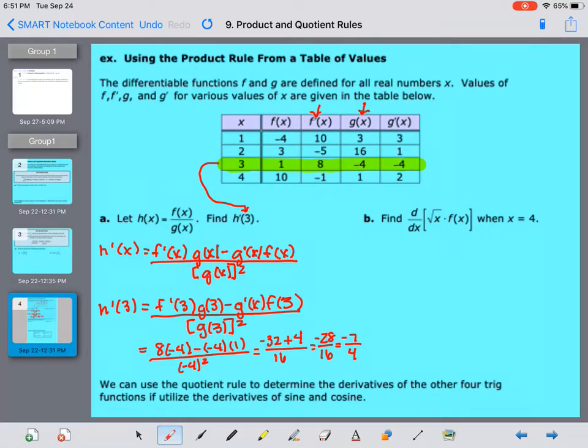The next one, we want to find the derivative of the square root of x times f of x when x is 4. Okay. So I'm just going to quickly rewrite this, and I'm going to rewrite it with a power on top, because remember we need that in power form in order to use the power rule. So that means our derivative of y with respect to x, dy/dx. So it's a product, therefore I'm going to use my product rule.